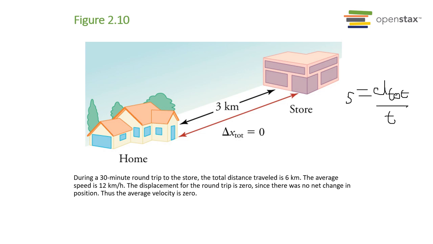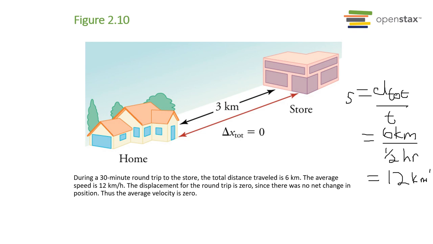So total distance to the store will be there and back, which will be 6 kilometers total. And then the total time is 30 minutes or half an hour. And we're going to use hour because that's the way people talk. Which gives us a speed of 12 kilometers an hour.